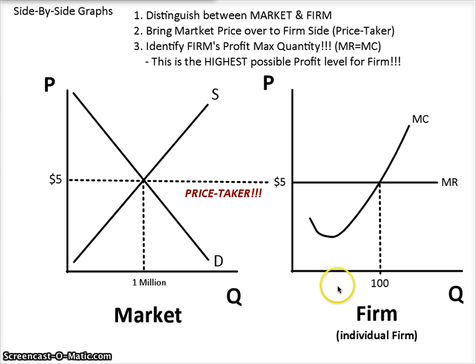Now what we need to realize is that this firm is one of many, many other firms that produce an identical product. So if you take a look at the supply curve on the market side, this supply curve represents tons and tons of firms, thousands of firms perhaps. Whereas on the right side of our side-by-side graph, this firm represents just one. So if you take a look at the quantities, we have 1 million units produced by the market. This one firm can only produce 100. So it's a very, very small percent of the larger market.